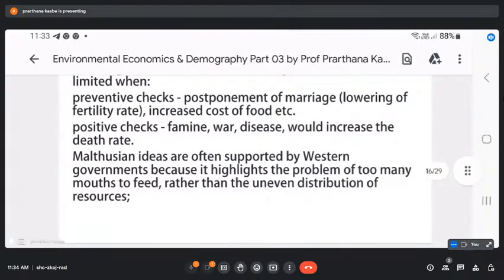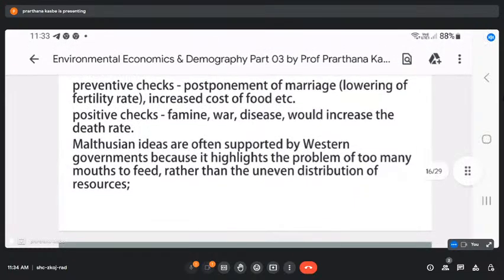म्हणजे ज्यावेळी आपण प्रिव्हेंटिव्ह चेक्स देतोय पॉप्युलेशनला, तर एक प्रकारे मॅरेज पोस्टपोनमेंट केलं पाहिजे, किंवा वी कॅन इन्क्रीज द कॉस्ट ऑफ फूड. Then the people have to go to decrease the population. So when postponement marriage because of lowering the fertility rate.